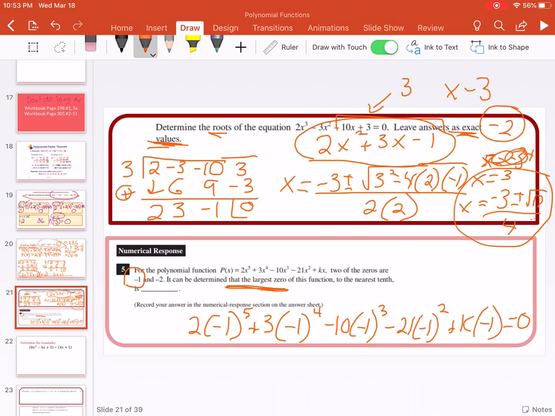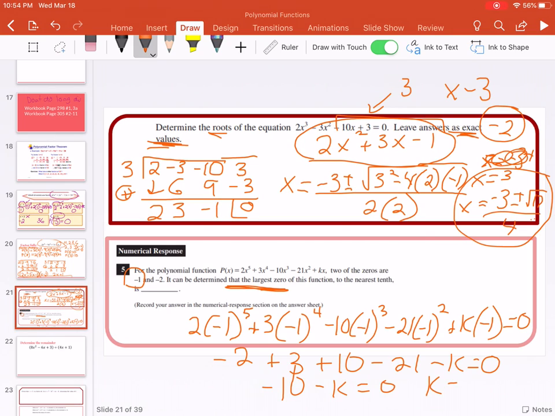So I have negative 2 plus 3 plus 10 minus 21 minus k equals 0. I'll collect like terms, so I end up with negative 10 minus k equals 0. That means k equals negative 10. But remember, I'm not done yet. I'm not looking for negative 10. I'm looking for the largest zero.